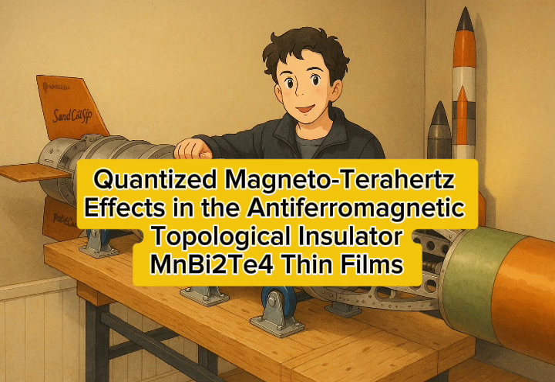And the specific technique was time domain terahertz spectroscopy. What does that let them measure? It lets them measure how the polarization of the terahertz light changes as it interacts with the MBT. Specifically, they look at Faraday rotation and Kerr rotation. Okay, Faraday and Kerr rotation. Can you break those down a bit?